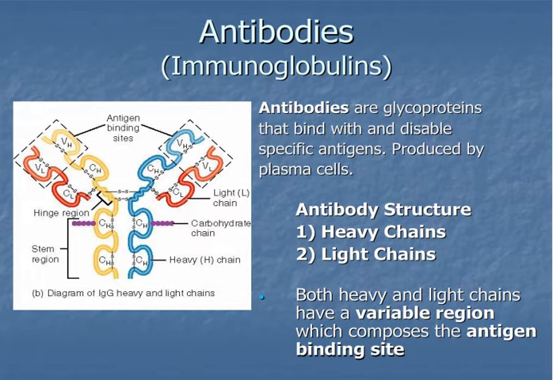So we said before that antibodies, or immunoglobulins, were special types of proteins made by plasma cells, which are a special type of B cell. The antibody has a Y-shaped structure consisting of both heavy and light chains of amino acids. Both heavy and light chains have a variable region which composes the antigen binding site. And so it's the sequence of amino acids in this antigen binding site that will determine what types of antigens this antibody will bind to.